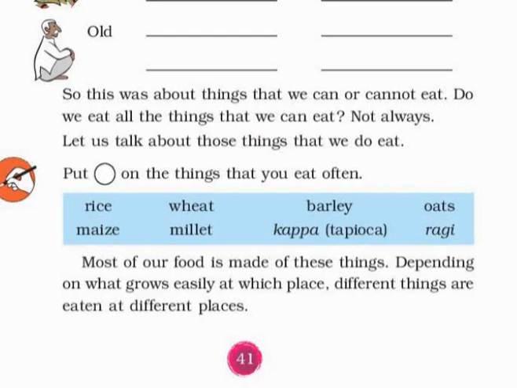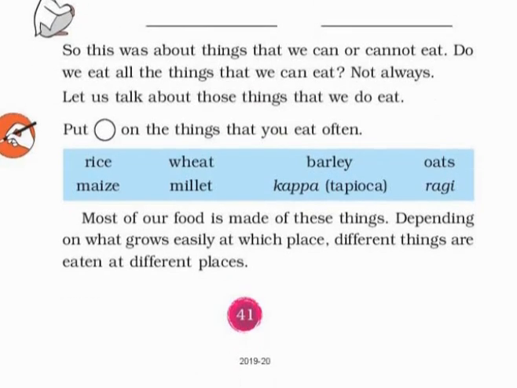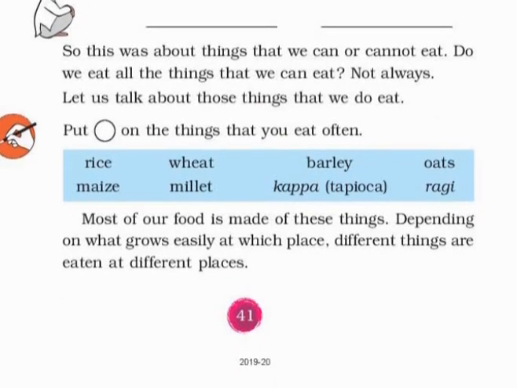So students, everybody eats according to his or her choice. So what we eat is our choice. We can eat, but we do not eat something because we do not like it. Put a circle on the things that you eat often.